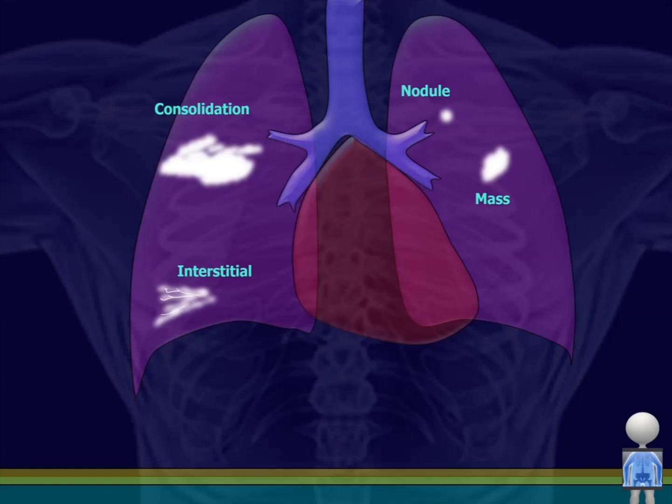Interstitial markings tend to be less dense than the consolidation, and you may see more of these linear type markings as well. Nodules tend to be very well circumscribed, and masses can be anything from circumscribed lesions to very irregular lesions depending on where they are.